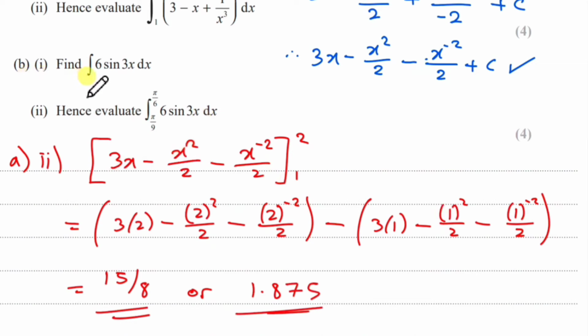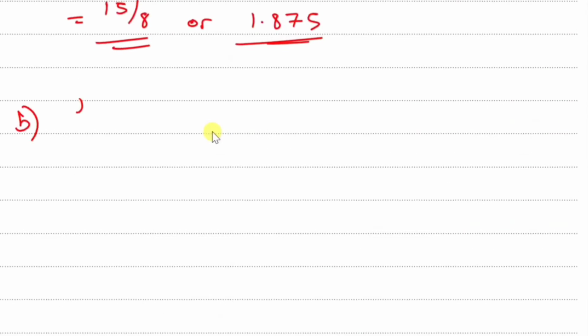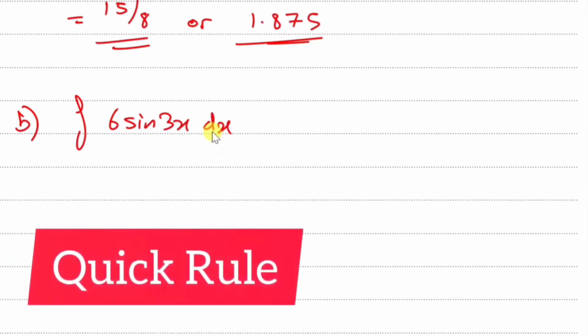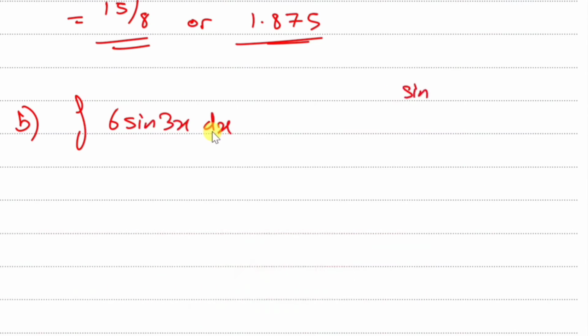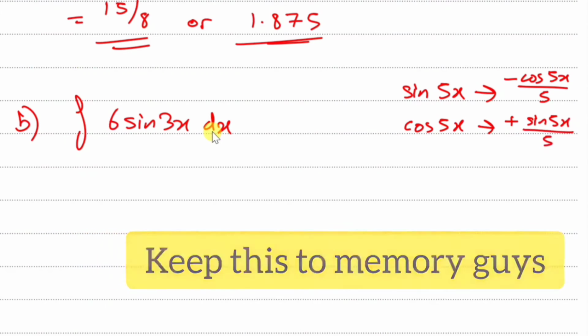So B says find the integral of 6 sine 3x. So I'm just going to write it over here neatly. So integral of 6 sine 3x dx. Now quick rule here. Every time you integrate sine or cos, so let's say sine 5x or cos 5x, integrating sine 5x will always give you cos 5x, and you divide it by the inside, which is 5. And because you're integrating sine, it becomes a negative. If you integrate cos, you get the same thing but positive, and it'll be sine 5x over the inside 5. So that's the interchangeability rule, guys. Always remember that. Now let's integrate this one.